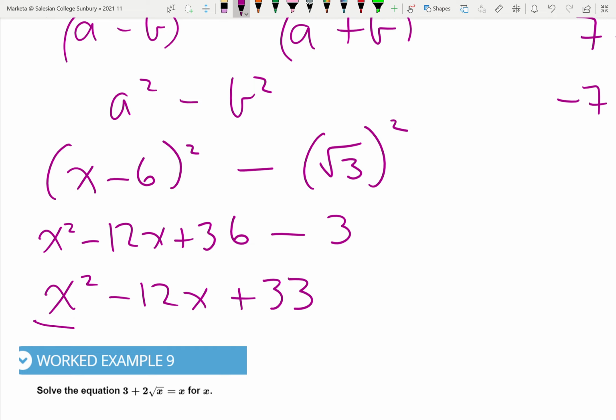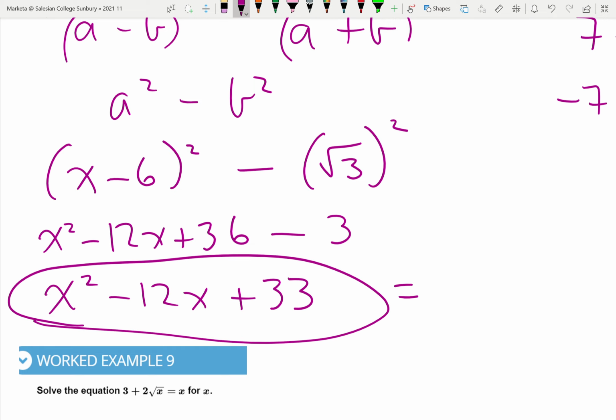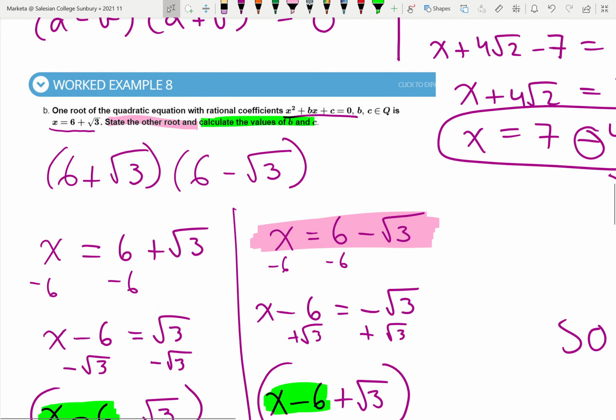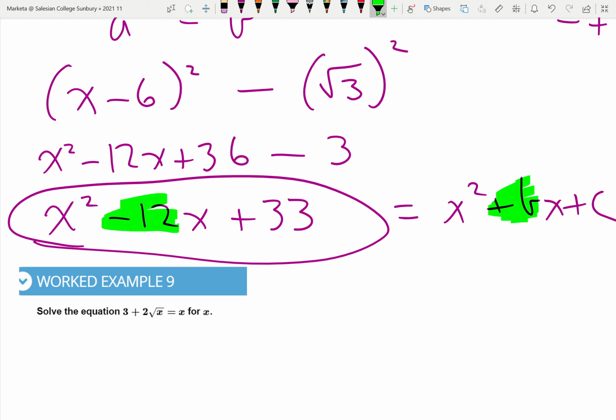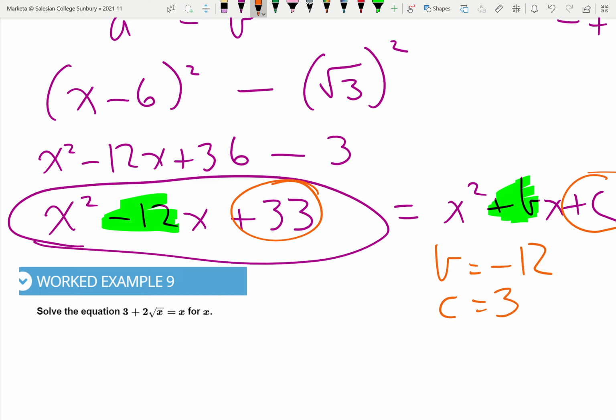So now I know that this is x squared plus bx plus c. And now it's really quite nice because we can see that b is negative 12 and c is 33. And that is our answer.